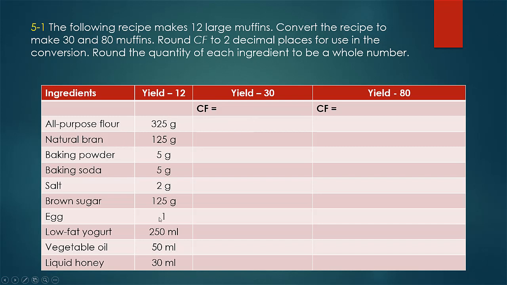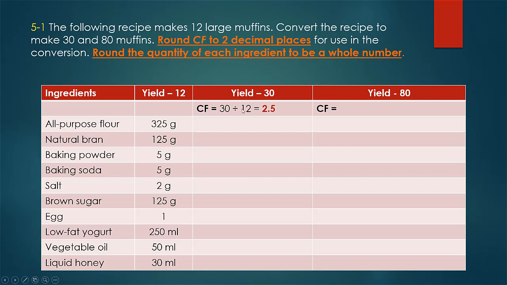To figure out how much of each ingredient I need to make 30 muffins, I'm going to take my new yield. In this example, my new yield is 30 muffins, and I'm going to divide it by my original yield. My original recipe makes 12. So 30 divided by 12 equals 2.5. This is the conversion factor. This is the number I'm going to use to multiply each of these ingredient amounts so I know how much I need of each ingredient so I can get 30 muffins.